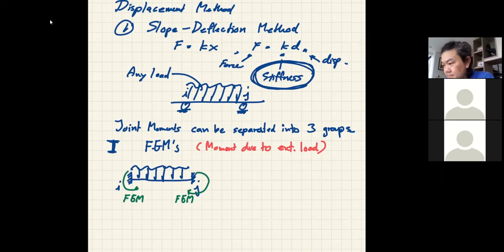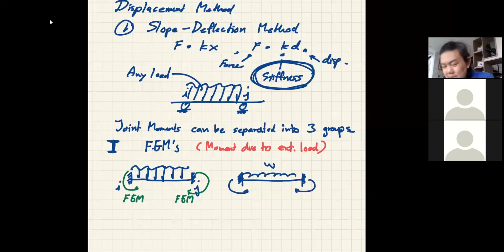For example, if I have the load like this, if it's a uniform load W, somebody has done the job for us. I can do it myself, but it's going to take time. So we're going to have the formulas for this. Say the beam length is L. This moment is going to be equal to WL squared over 12. It's a universal number, you should know.